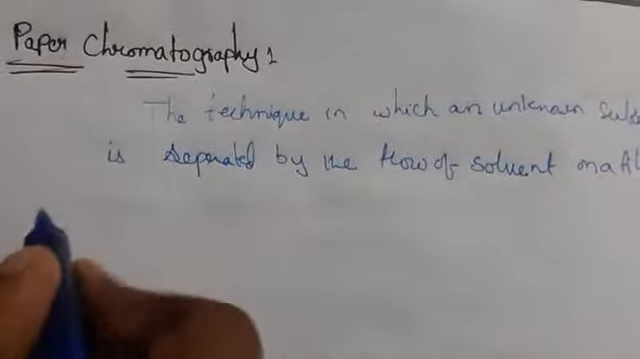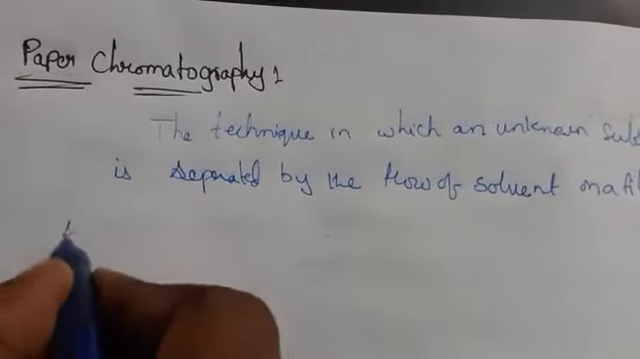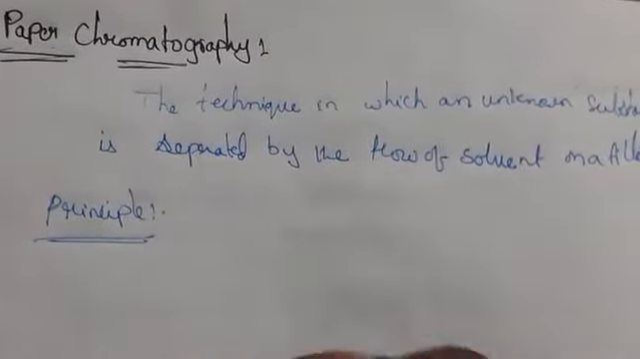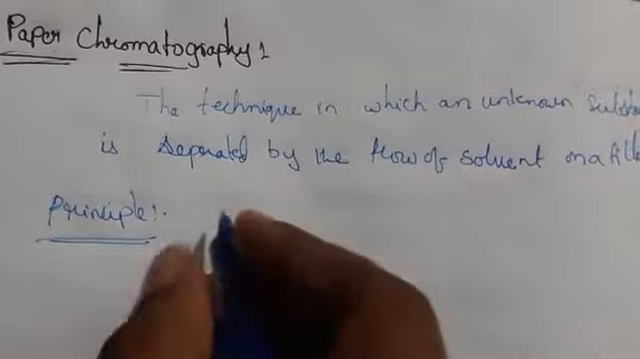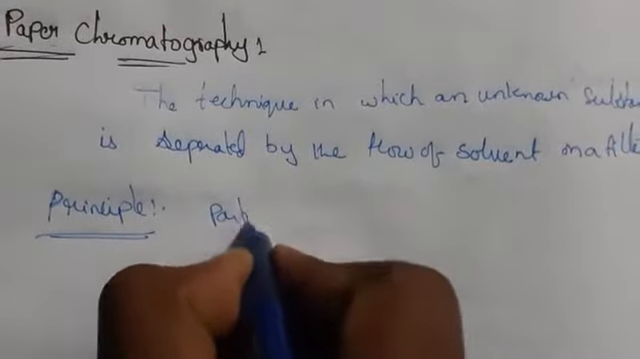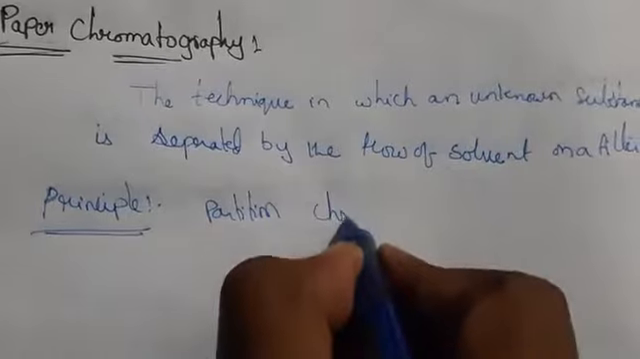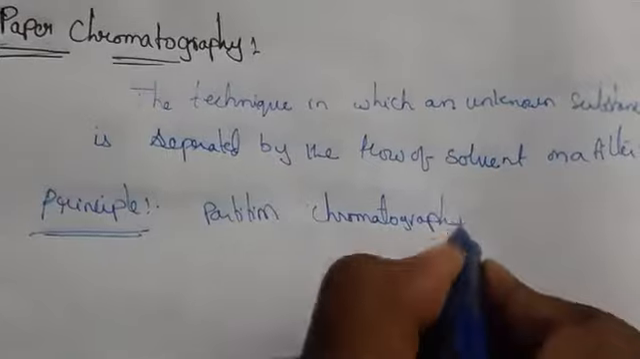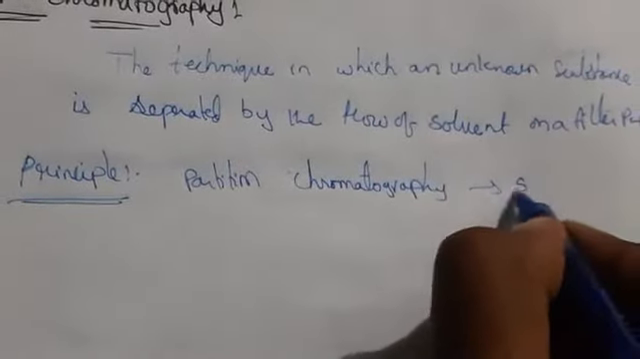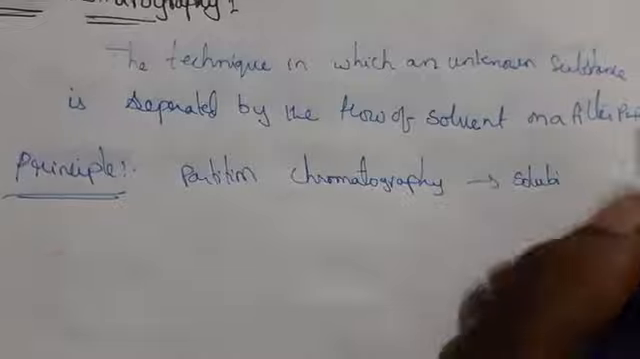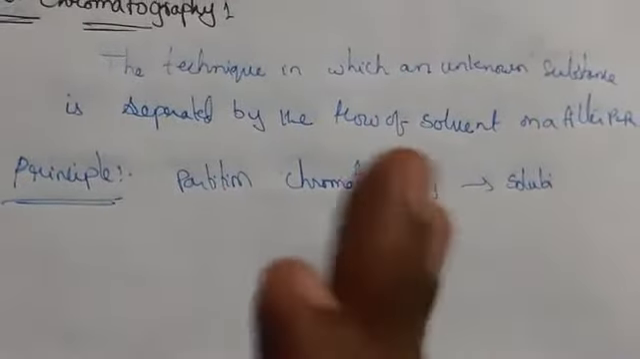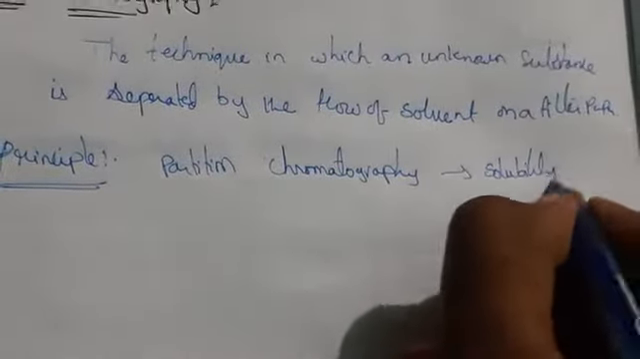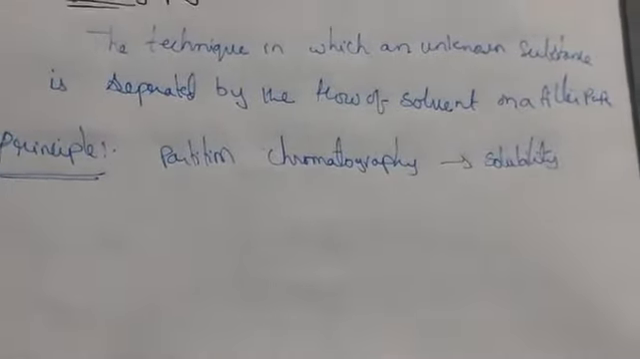So let us see what the principle is. The principle mainly depends upon partition chromatography. We have discussed partition chromatography. What is partition chromatography? It means distributing. Partition means we are distributing the mixture. It mainly depends upon solubility, as we have seen in the previous class.